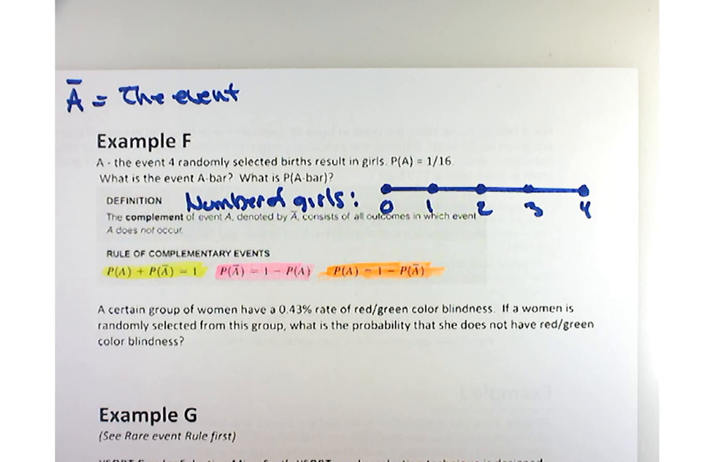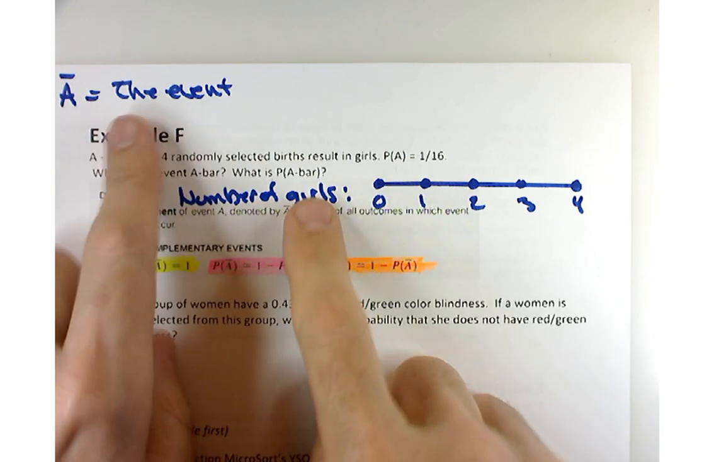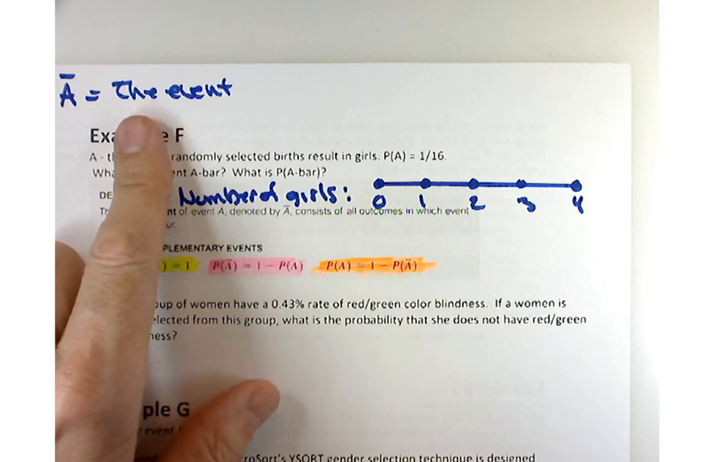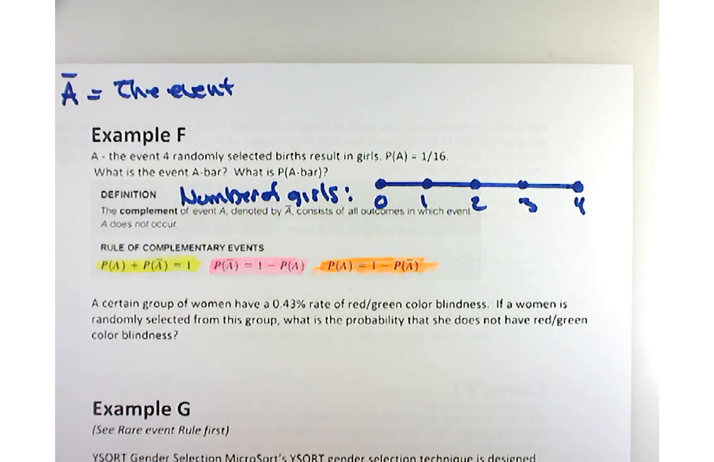What's happening there in A bar? Elijah? I'm sorry, Dallas. What does it mean to have A bar, the event A bar? Would it be boys?